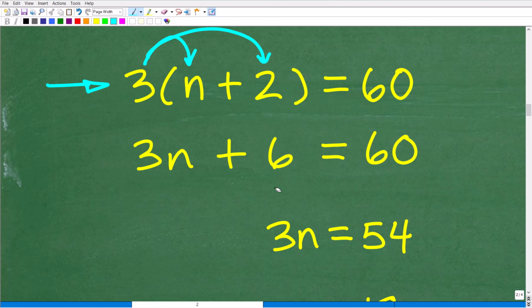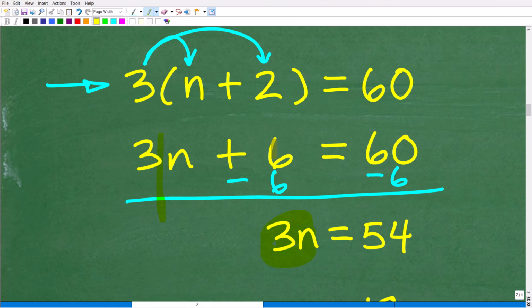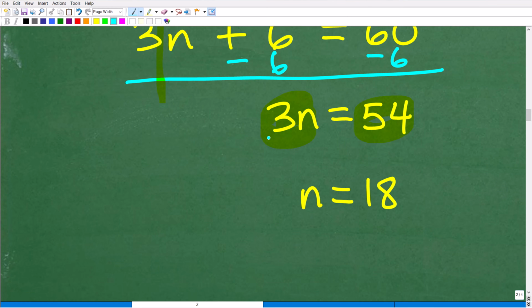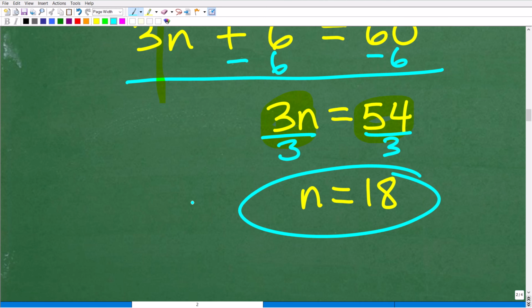All right, so now what we need to do is subtract 6 from both sides of the equation. We're going to isolate this 3n here. So when we subtract 6 from both sides of the equation, we're going to get what? 3n plus nothing is 3n. 6 minus 6 is 0. We don't need to write that there. And 60 minus 6 is 54. All right, so the last step is to divide both sides of the equation by 3. And when we do that, we get 54 divided by 3, and that is 18. So our mystery number is 18.